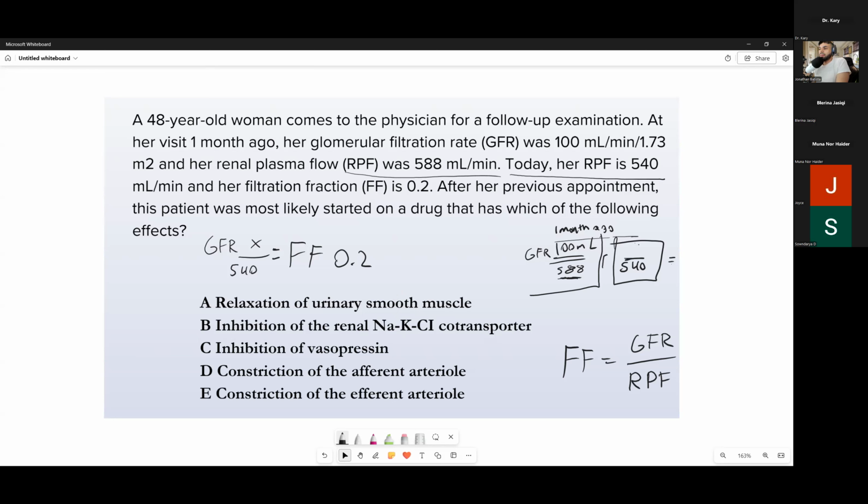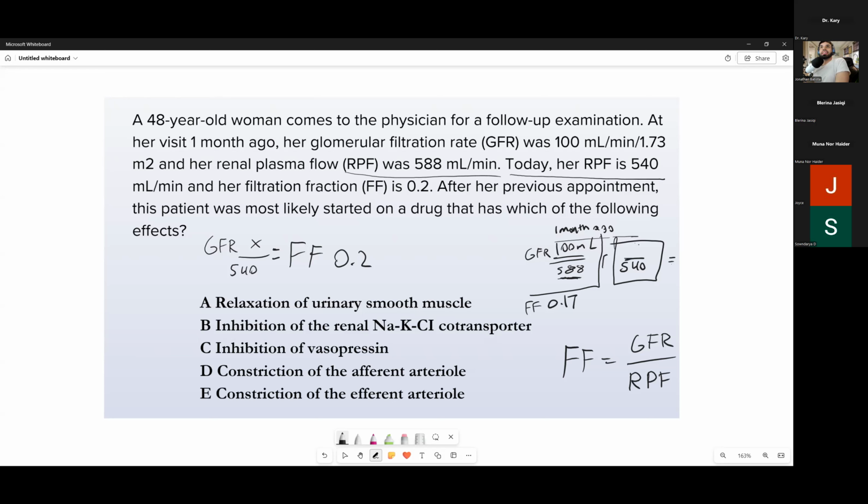Okay, so hold on. You just said that a month ago it was 100 divided by 588. Got the calculator open. Let's see. That was 0.17. Correct. So 0.17. And now this time around, we're seeing that the filtration fraction is 0.2.